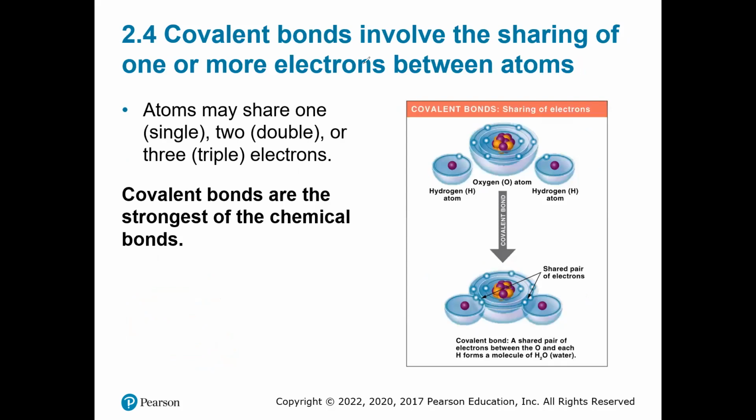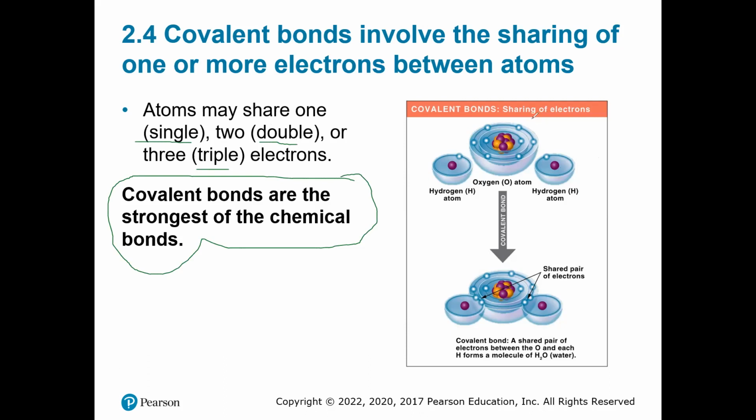Now covalent bonds, what we're going to do is share electrons. We can share more than one pair of electrons, so we can have single bonds, double bonds, and triple bonds. These shared-electron bonds are actually the strongest of all the chemical bonds. Water is an example of something that's put together with covalent bonds.